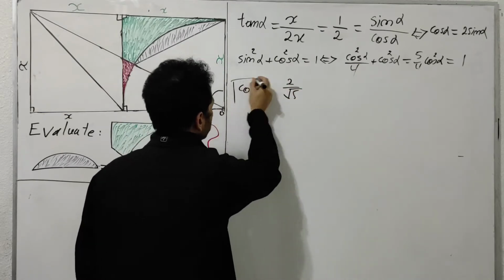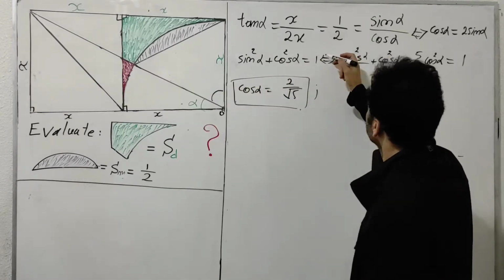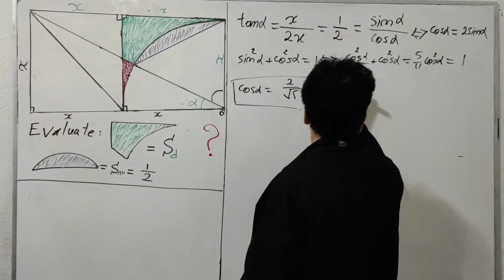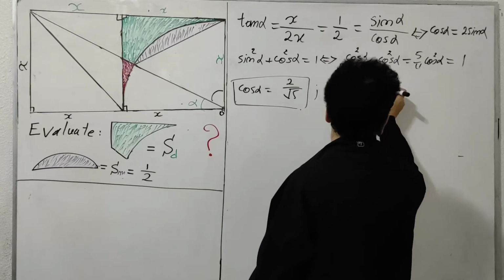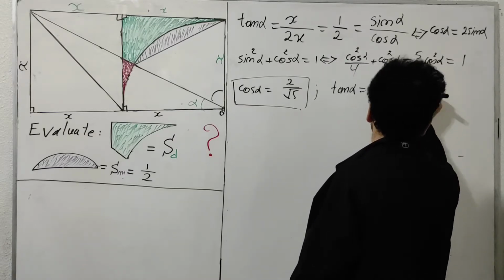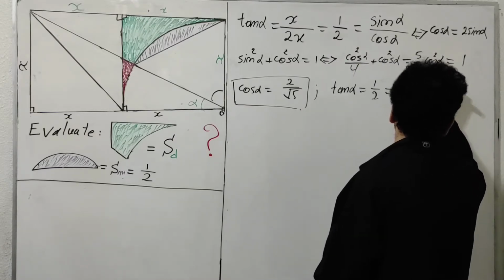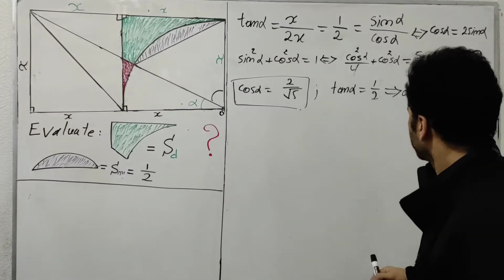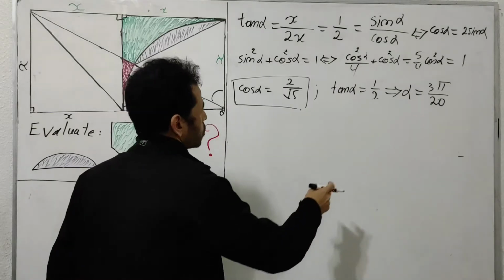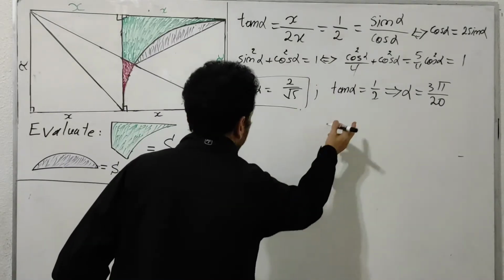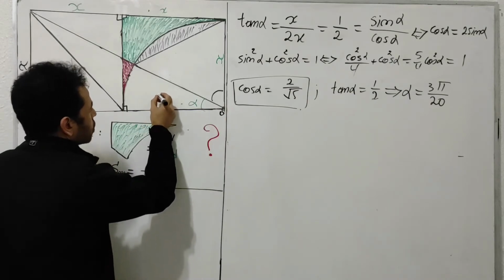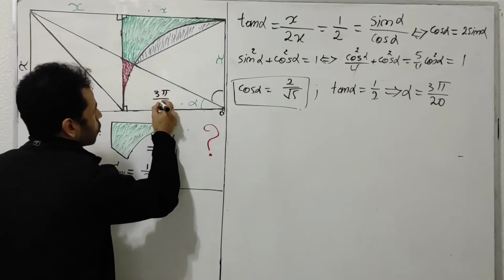On the other hand, since tangent alpha is equal to half, this implies alpha equals 3 pi divided by 20. In fact, this is just an approximate value. I'm going to replace this alpha with its value. I will get alpha equal to 3 pi over 20.